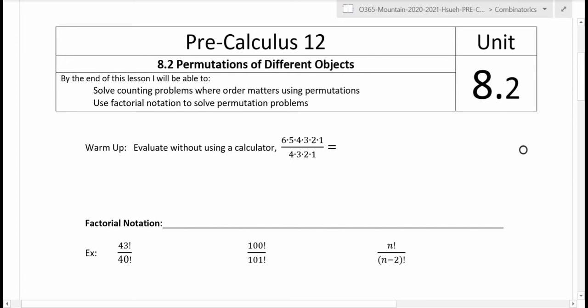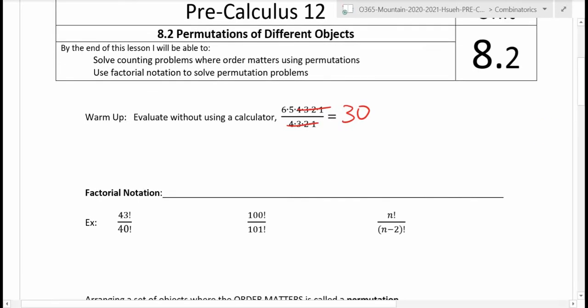This should be rather simple. You can see that we are trying to evaluate this without a calculator. Hopefully you know what to do here. You can simply reduce those and then cross them out and you get 6 times 5, which is 30. We're going to use this technique this lesson, so that's why I show you this first.